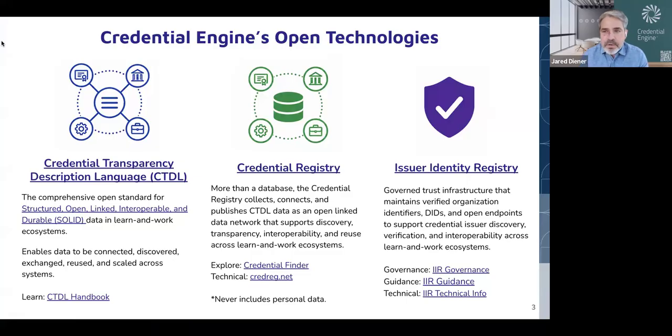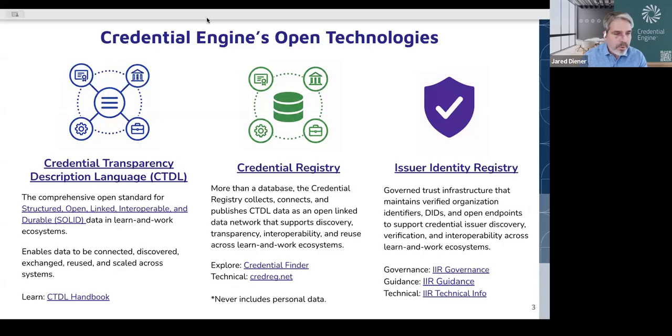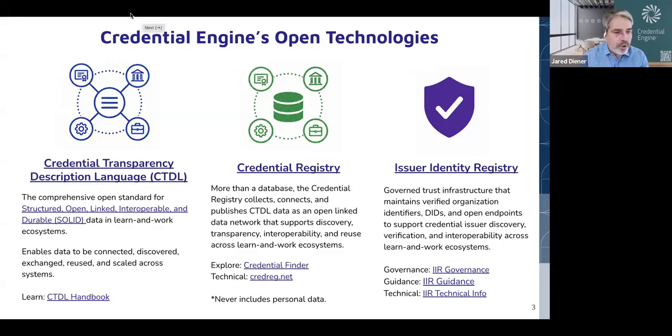So, a quick introduction here to Credential Engine's open technologies. It starts with the Credential Transparency Description Language, the CTDL, and this is the comprehensive open standard for structured, open, linked, interoperable, and durable data in learn and work ecosystems. And we use this SOLID acronym to describe the language in that context. CTDL enables data to be connected, discovered, exchanged, reused, and scaled across systems.